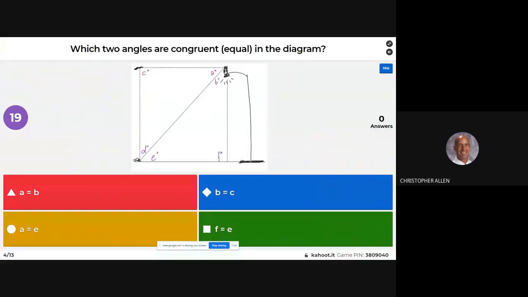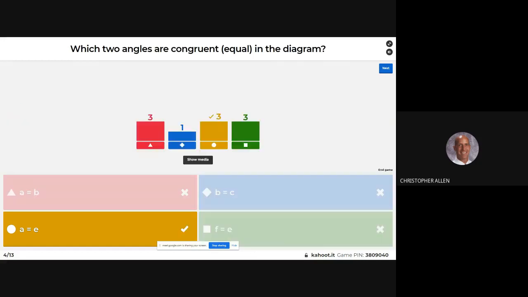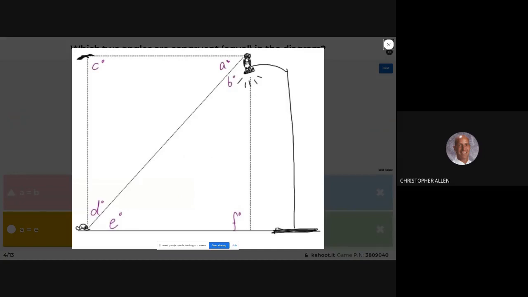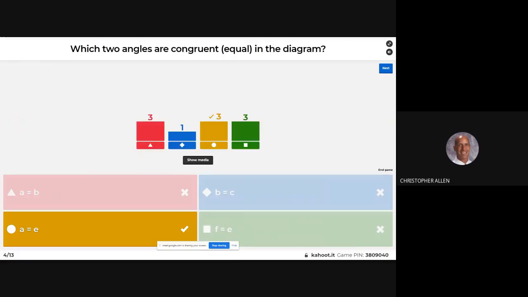Which 2 angles are congruent or equal in the diagram? A and E. So this goes back to what we just said when I was going over the notes. Remember, this horizontal line is parallel to this horizontal line. So these 2 angles are what we call alternate interior angles and have to be congruent. So the correct answer is A equals E.